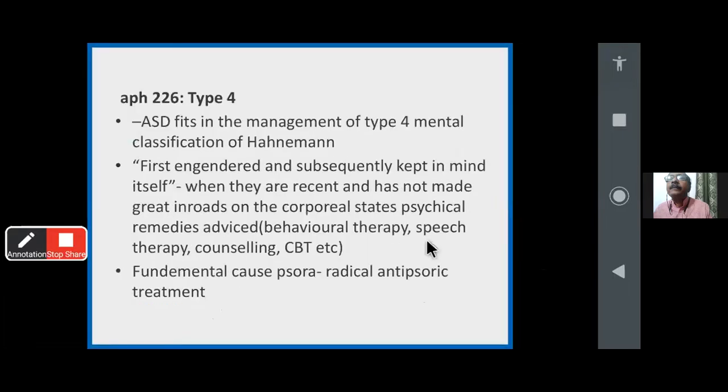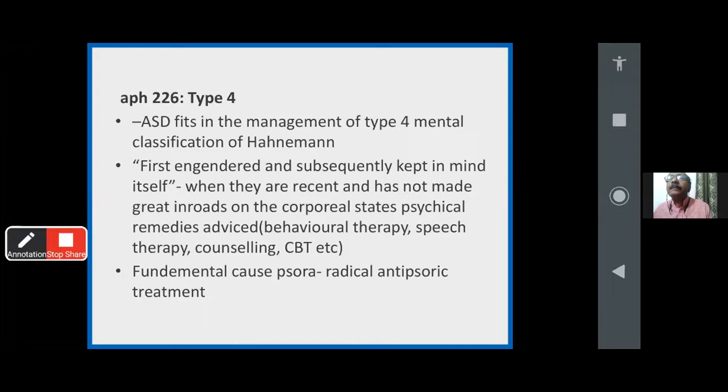Aphorism 226. If in any type autism is in type 4, it is first engendered and subsequently kept in the mind itself, and after that it affects the physical, from mental to physical affections. That's what happens. It starts in the mind. We'll interpret it as starting in the neuronal system, our nervous system. It's kept in the mind itself in its behavior, and at last affects our physical body also.